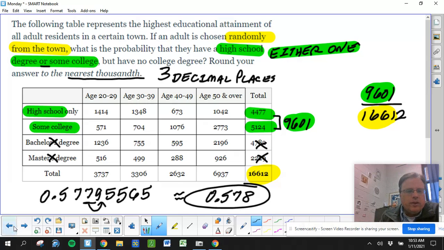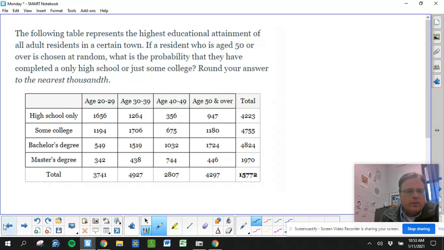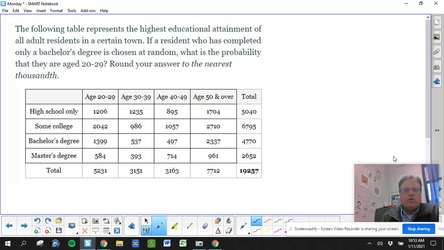So let's see how many more we got. We got 2 more problems. Now we might not go quite so slow on these, but we'll still talk about it.